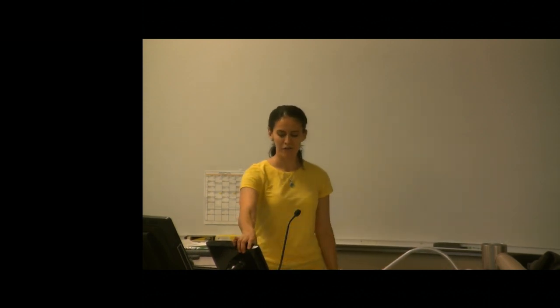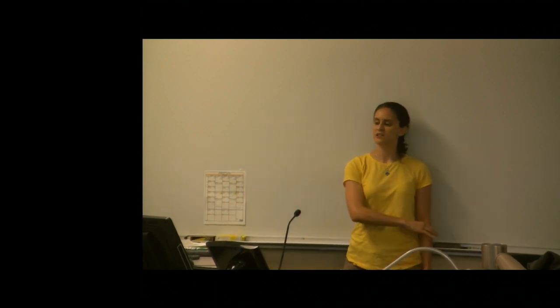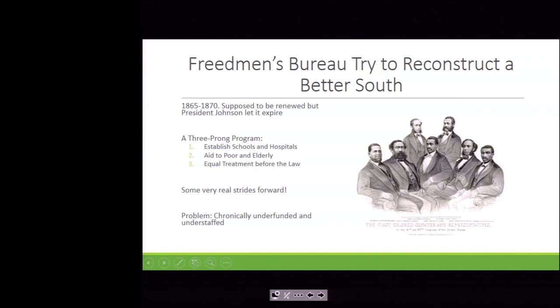So the Freedmen's Bureau does a lot of good things, but there are problems. It's chronically underfunded, chronically understaffed, so they don't make as many strides as they possibly could. And it's short-lived. It only lasts 5 years, 1865 to 70. It's supposed to be renewed at that point, but our good friend, President Johnson, lets it expire. It doesn't last.